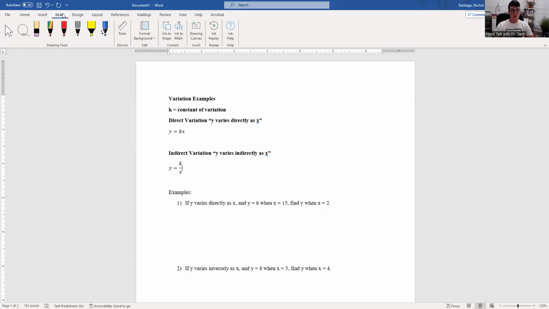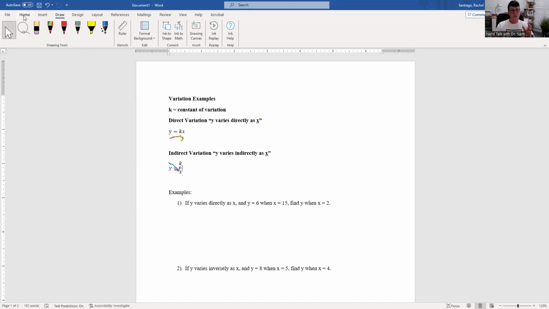I like to draw arrows that show this, and I could try to do this by hand. This might be a little bit crazy, but yep, I knew it was going to be crazy. So left to right, that's direct variation. And then notice that we have this diagonal here. So y varies indirectly as x. Think of the x as being pulled to the denominator.